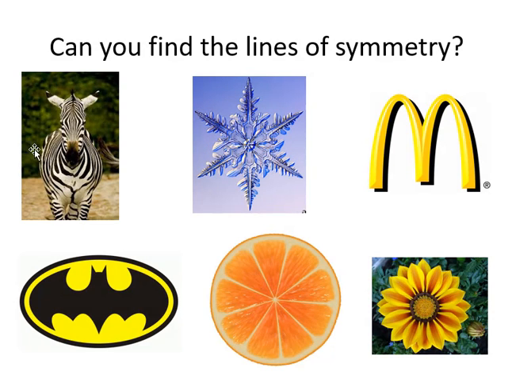Welcome back. I love this picture of the zebra. It has 1 line of symmetry right down between its ears, down its face, and its chest between its legs. So there's the 1 line of symmetry there that's vertical.